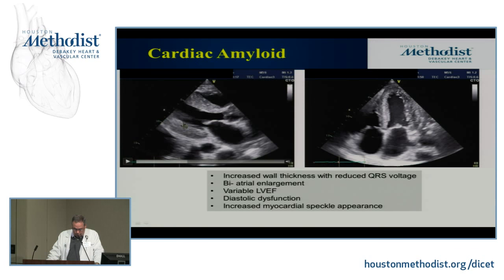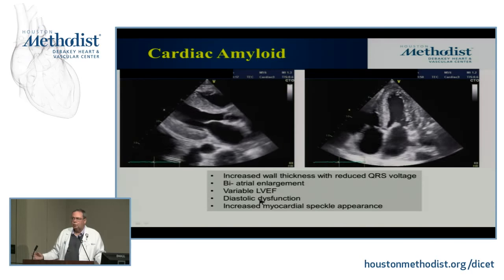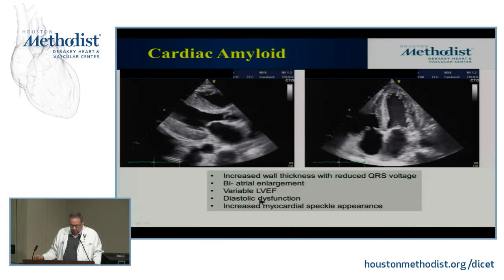Basically, you have concentric LVH, what looks like LVH, with an EF that can vary all the way from normal to pretty bad, as I'll show you in a minute. You have somebody with some symptoms. Bilateral enlargement is a very common finding. EF varies all over the place. Diastolic dysfunction is universal. It's universal. And this last thing is extra credit if you see it.